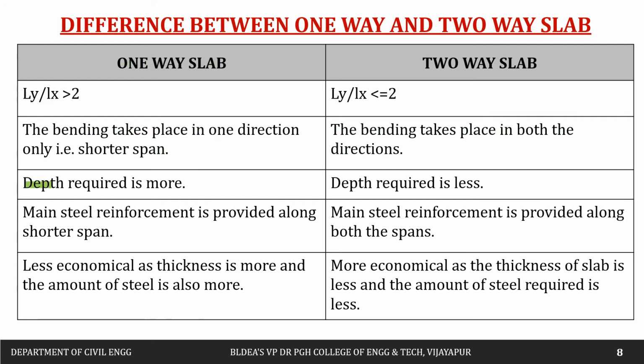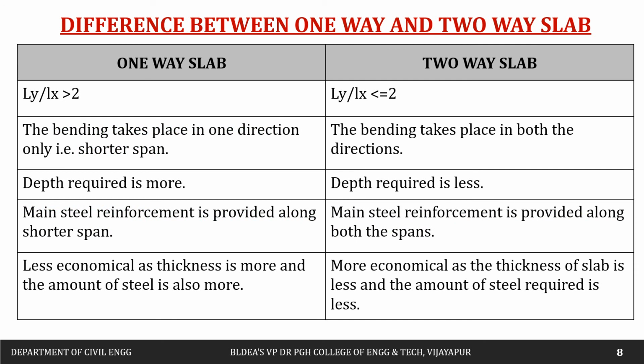The depth required is more in the case of a one-way slab. So in a two-way slab, the depth required will be lesser. Then, as the bending takes place only in one direction, that is along the shorter span, the main steel reinforcement is provided along the shorter span. Whereas in the case of a two-way slab, main steel reinforcement is provided along both the spans.